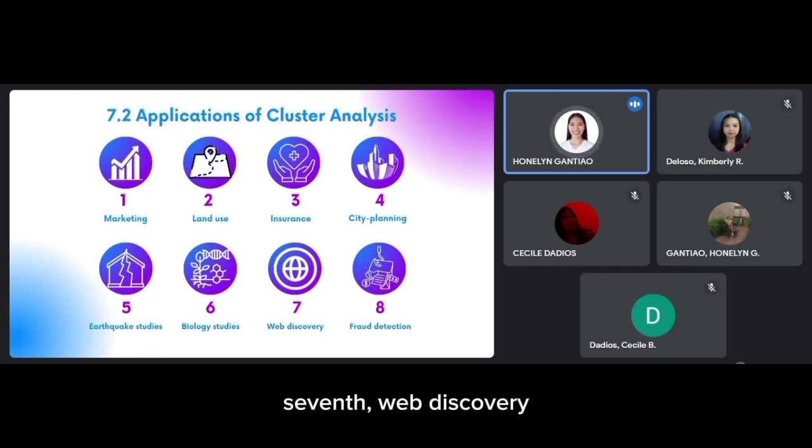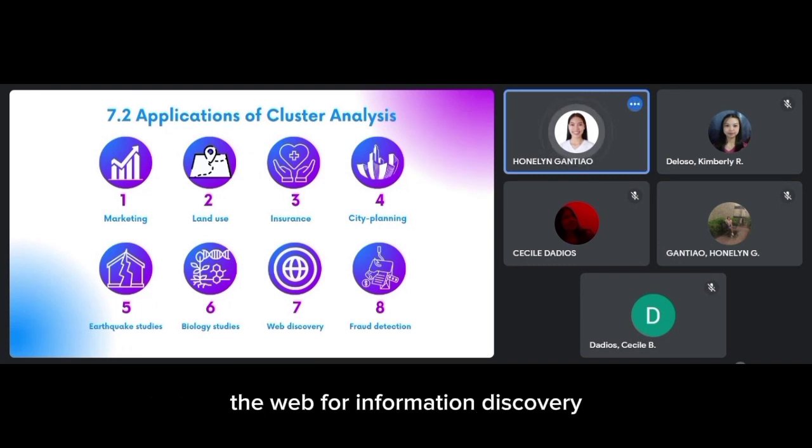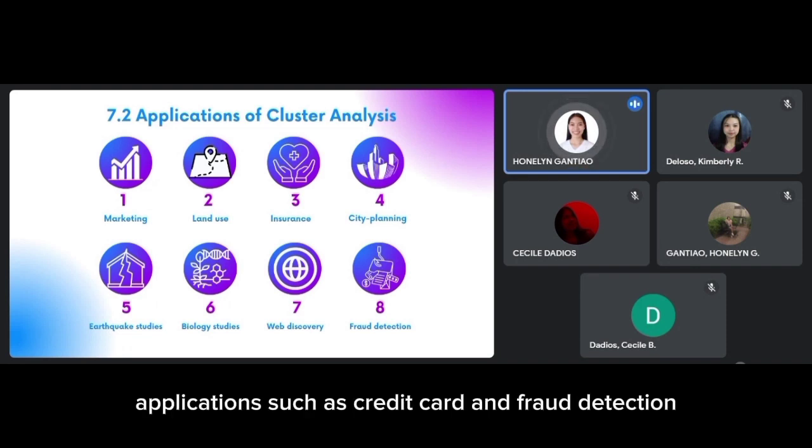Seventh, web discovery. Clustering is helpful in categorizing documents on the web for information discovery. Last but not the least, fraud detection. Clustering is also helpful in outlier detection applications such as credit card fraud detection.